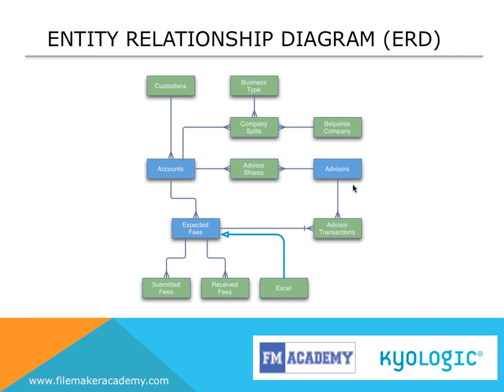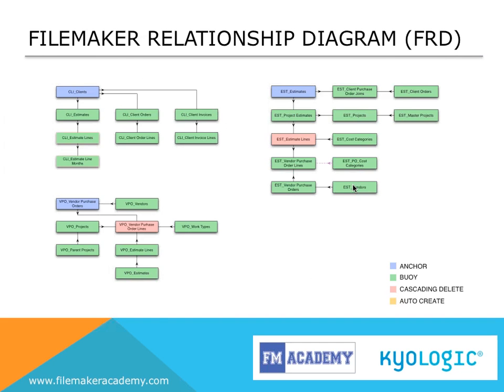And one of the things I've always found in doing this is that while it's conceptually helpful, when it comes to actually implementing it in FileMaker, it's not as helpful. So since then, I came up with a new tool, which I call a FileMaker relationship diagram, an FRD. And what this does is it attempts to build the relationships in terms of modules, because that's actually how you code when you're doing anchor buoy.